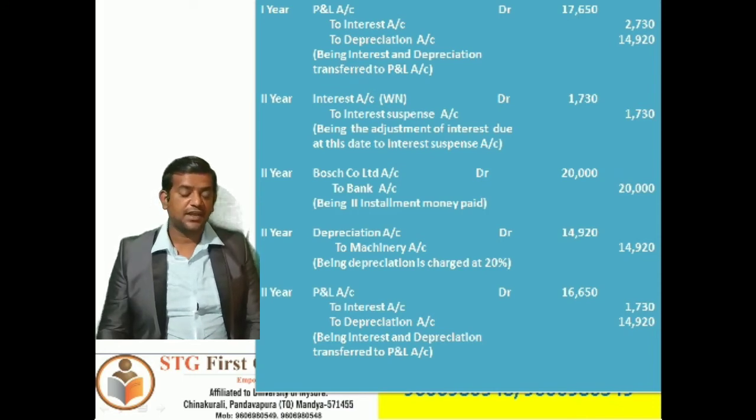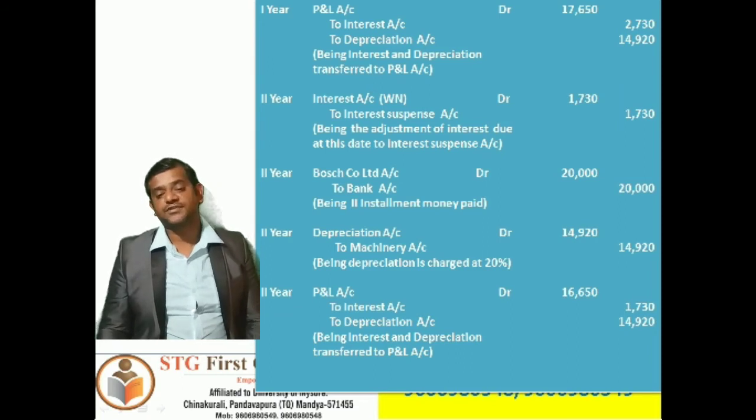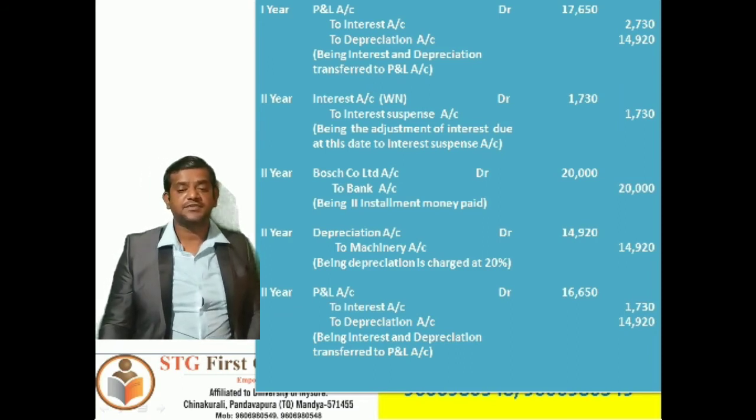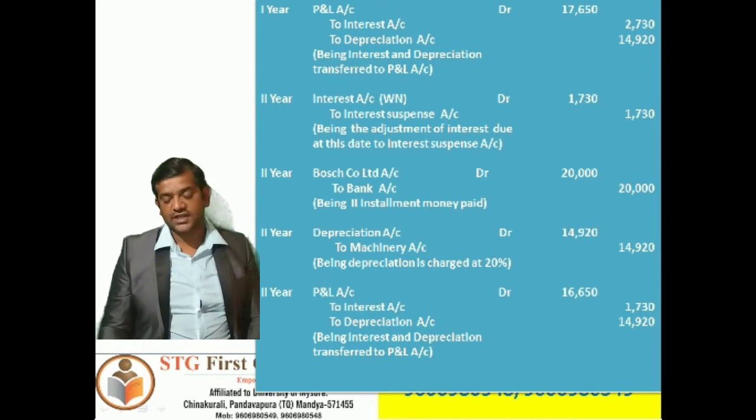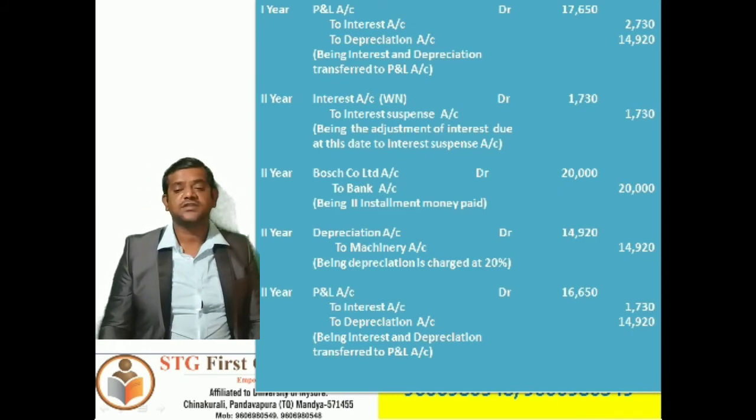So next second year, P&L account debtor to interest account to depreciation account, being interest and depreciation transferred to P&L account. So how much is the interest for the second year? 1,730. How much is the depreciation? 14,920. Add both, you are going to get 16,650 rupees. So that is being interest and depreciation transferred to P&L account.